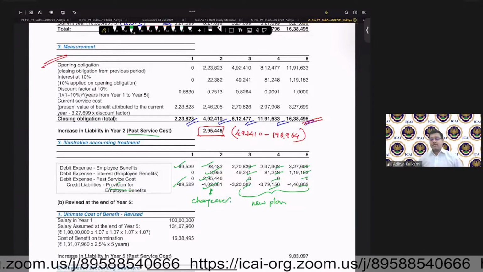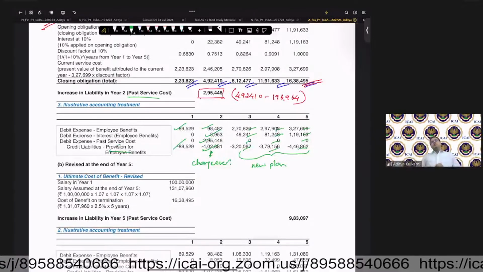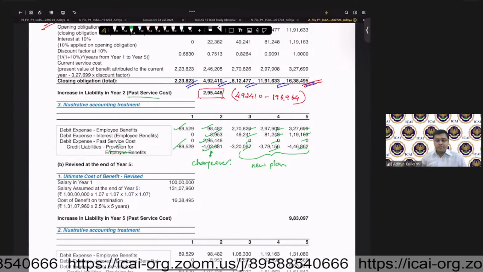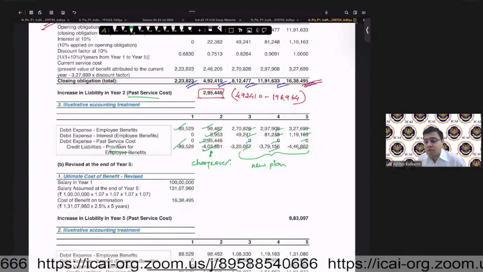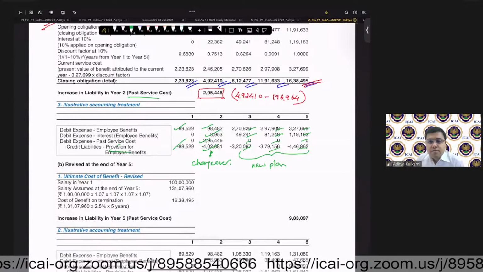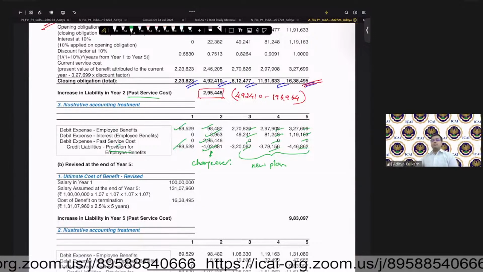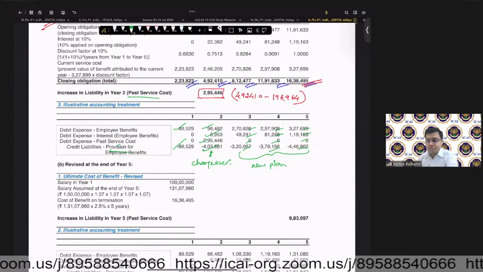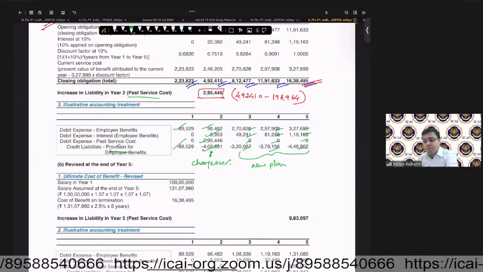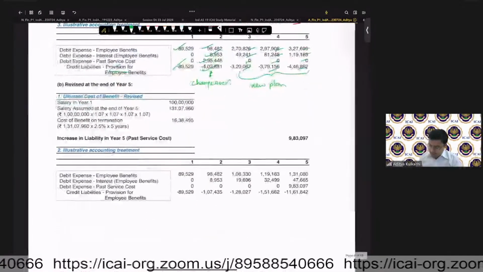Are we okay with this? So we call this past service cost. It is something within my control, so the hit will go to the profit and loss account. Abrakesh, is it clear? All right. Fine. So that takes care of this illustrative.